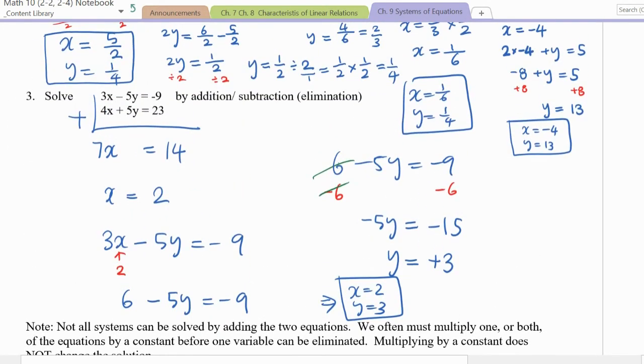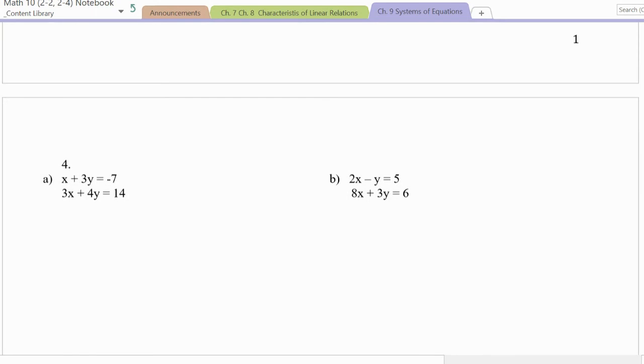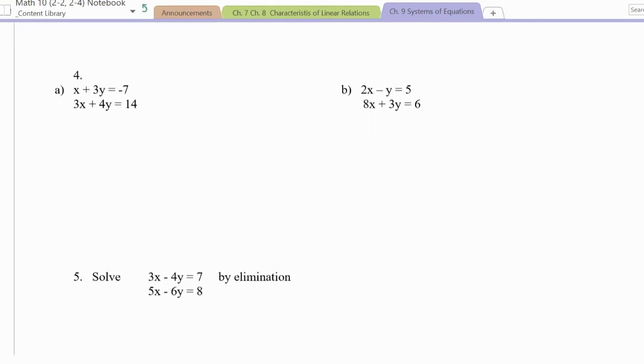So far, it was not really hard because we can simply add or subtract. But some questions are more complicated than this. Sometimes we have to do something more than just adding and subtracting two equations. So let's look at number 4. We want to add or subtract those two equations, but no coefficients are the same. In that case, we have to make the same coefficient by multiplying the whole equation by a certain number.